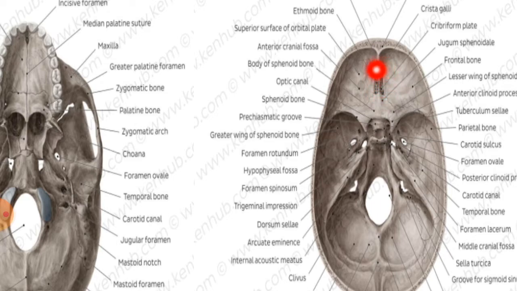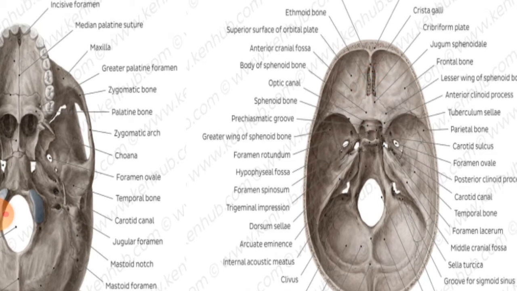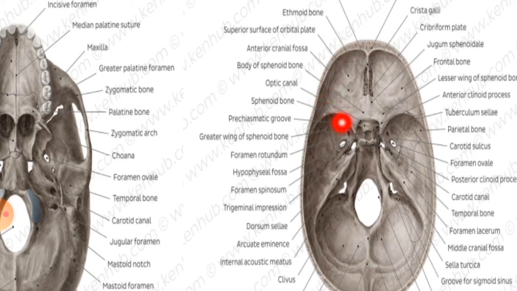This is the crista galli, and I have already told you that the crista galli is basically responsible for giving attachment to the falx cerebri, which divides the hemispheres of the brain. Another important thing is that this whole area, which is concave, we call the anterior cranial fossa, because it is concave, so we call it a fossa. This is the middle cranial fossa. The ethmoid bone is occupying most of the anterior cranial fossa.